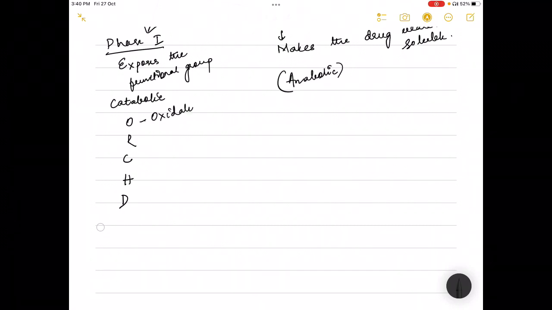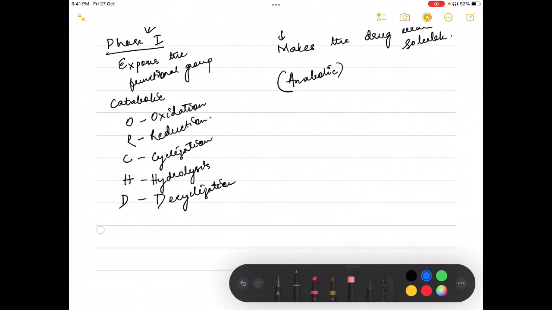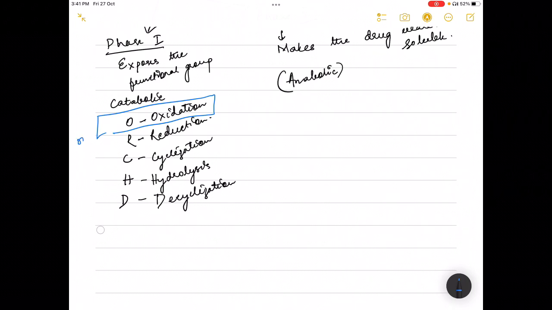Oxidation, reduction, C for cyclization, H for hydrolysis, and D for decyclization. Out of all this, the most common is the oxidation reaction. Okay. So the most common phase 1 reaction is the oxidation reaction.